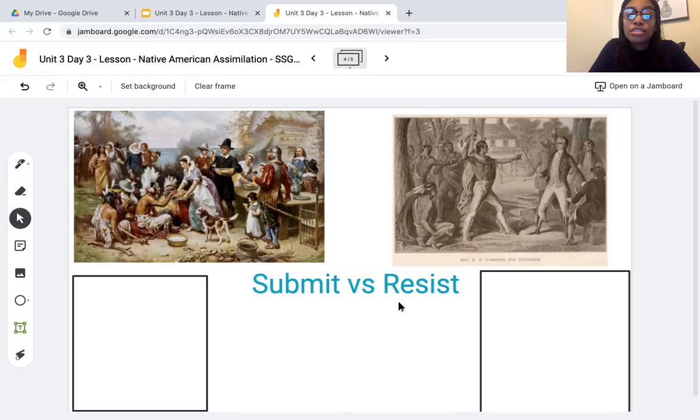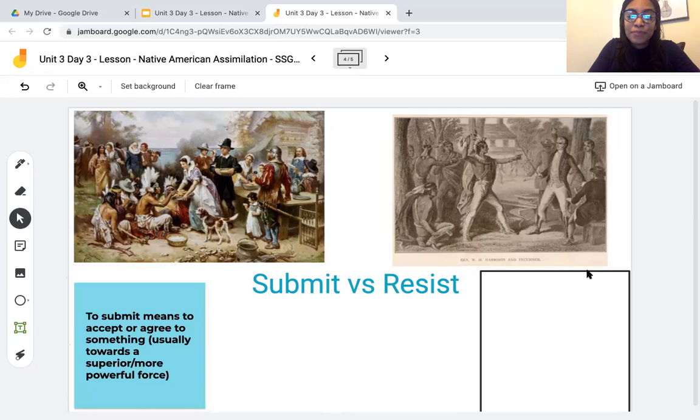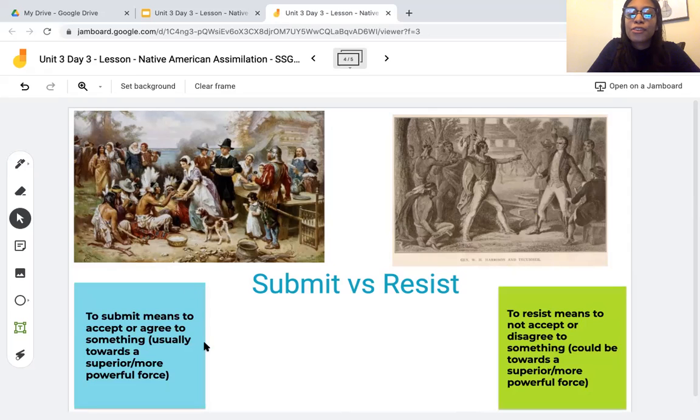What do you think resistance means based on that? You can add your pictures, you can add your text with sticky notes, home language or English. How about here? What do you think it means to submit? Okay, they're taking something. So are they saying yes? Okay, they're saying yes, very good. So there's some sort of agreement going on. So maybe submitting means to say yes. Let's see if you're correct. To submit means to accept or agree to something, usually towards something superior or more powerful. So you guys were right. And to resist means to not accept or disagree to something, right? So here we see that they're disagreeing.